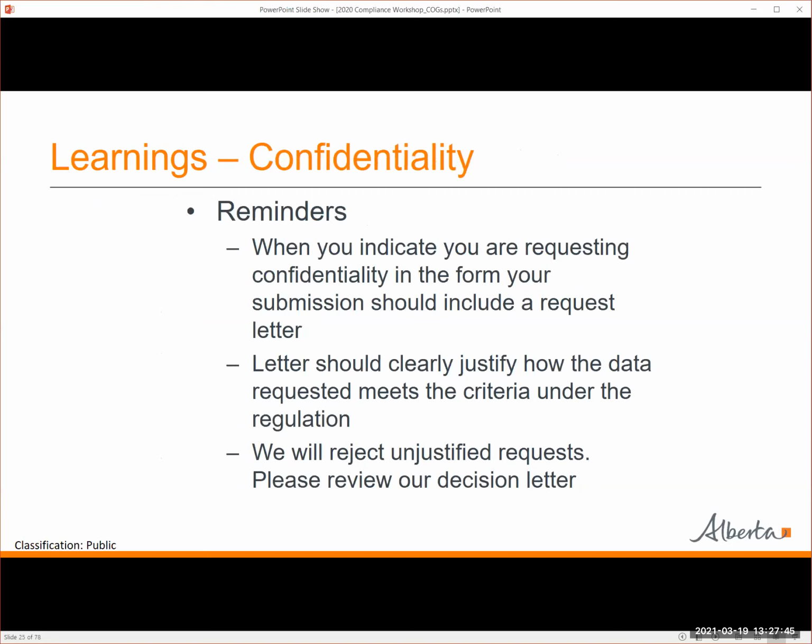A point on confidentiality. So there is an ability to request confidentiality as part of the compliance filing. So when you indicate that you're requesting confidentiality, you need to also send along a letter which outlines the basis on which the data that you're requesting to be held confidential meets the criteria under the regulation for confidential information. And again, the department will reject the unjustified requests or requests that don't meet the criteria laid out in the regulation. So please do have a look at our review letter when we issue it to you.